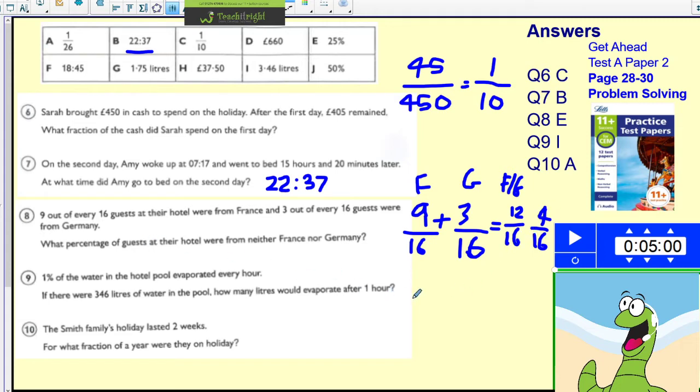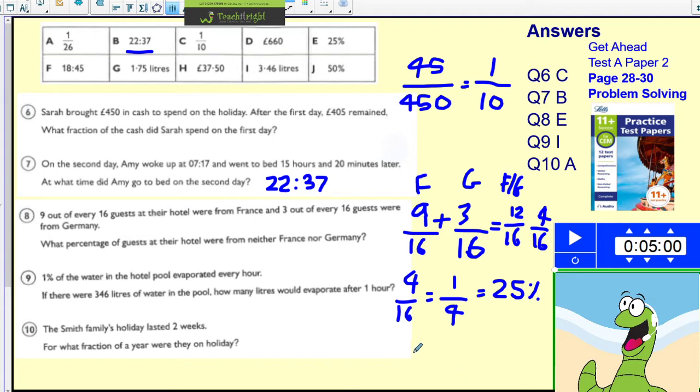So now I've got a fraction, so I know that 4 out of 16 are not from France or Germany. I'm going to simplify that to see if it's any easier. You can divide both of these by 4, I get 1/4. And again, 1/4 is something that I think you should just learn, that 1/4 equals 25%.